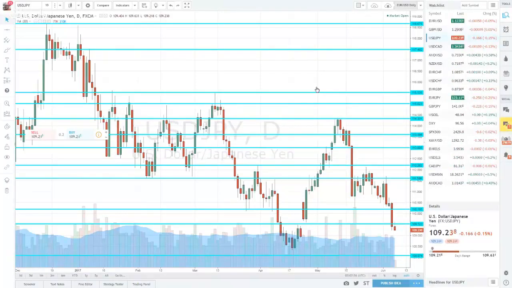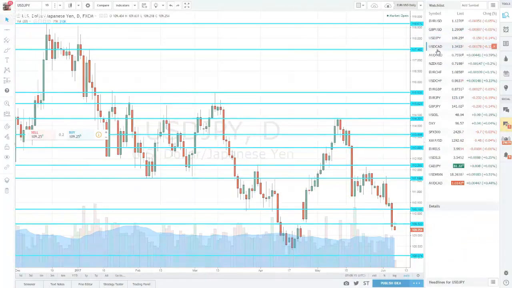To the top side, we have 109.50. I wouldn't say it's strong anymore. 110.20. Then 111.60, which used to be a triple bottom, 112.20 and 113. The cycle high was 114.30. Okay, but all in all, we're seeing risk-off sentiment, which is always good for the Japanese yen.